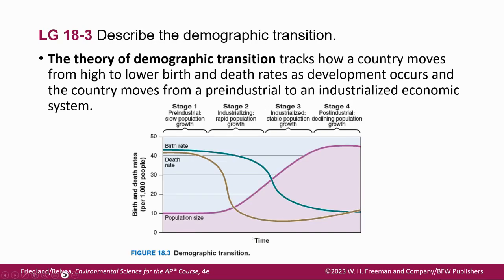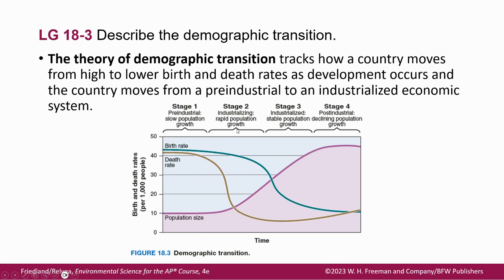Okay, describe demographic transition. This is a graph that can be pretty confusing if you don't know what you're looking at. The theory of demographic transition tracks how a country moves from high to low birth and death rates as development occurs and the country moves from a pre-industrial to an industrial economic system. Stage one, pre-industrial, slow population growth. Our population is pretty low because we have a high death rate and a high birth rate, so they're starting to kind of cancel each other out.